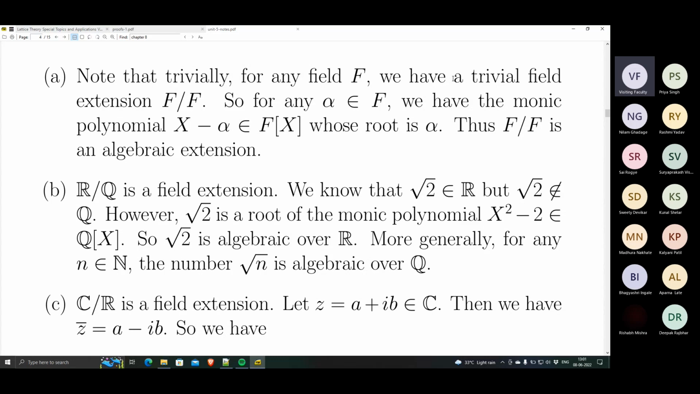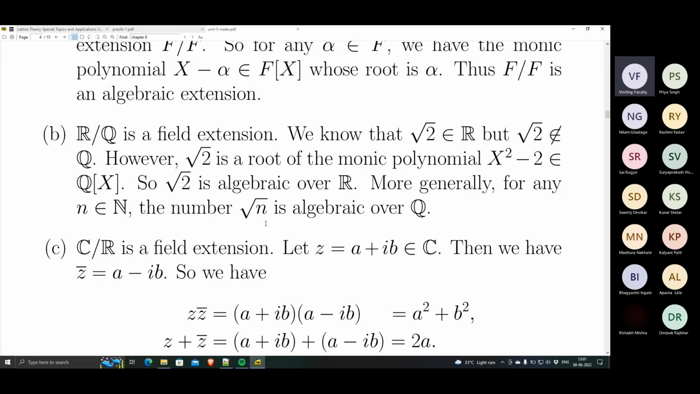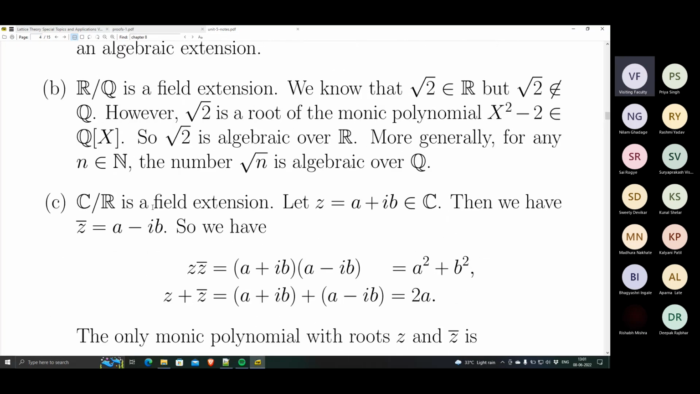All right. So these are simple examples. Slightly more complicated example. Now C over R is a field extension, right? Complex numbers over the real numbers is a field extension because every real number is a complex number. Reals are contained in the complex numbers. Now let us show that every complex number is in fact algebraic over the reals. Okay. How do you do that?